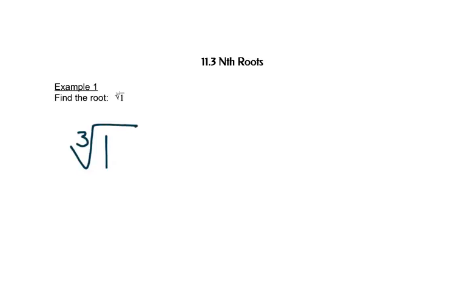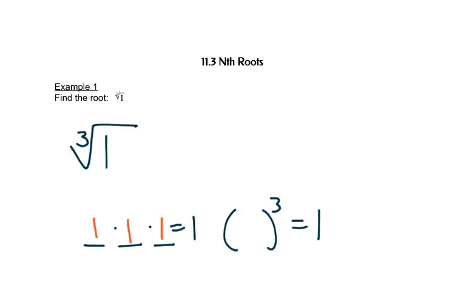The cube root of 1. And that means we're really looking for something times itself 3 times, or something cubed, which is equal to 1. And this, of course, is 1, because 1 times 1 times 1, or 1 cubed, is still 1. So now let's look at how to find something if we don't know it. We're going to look at 1296.